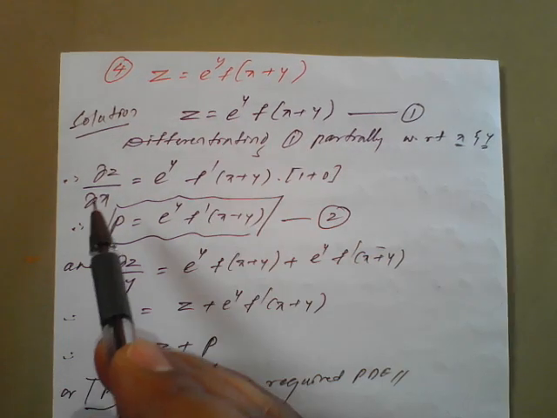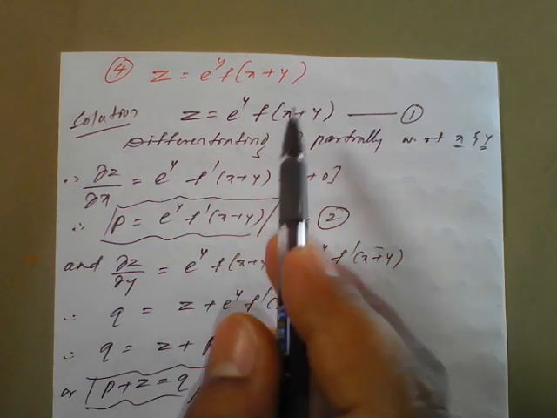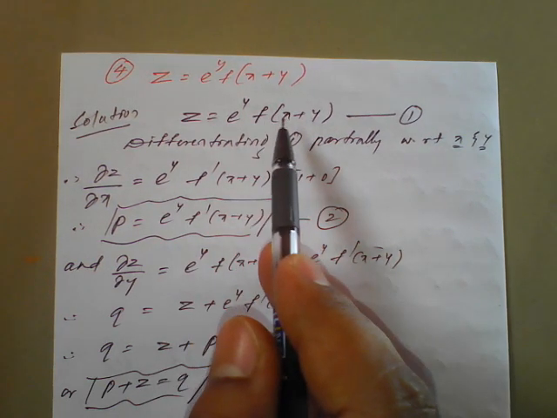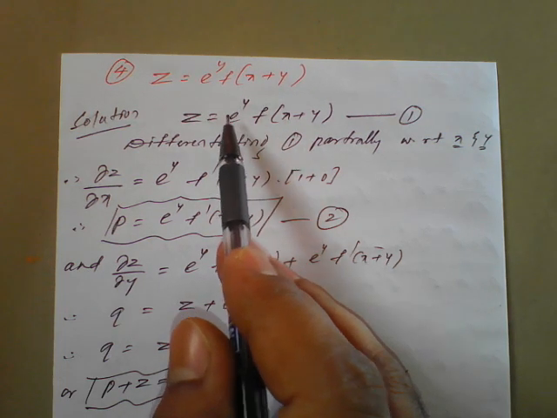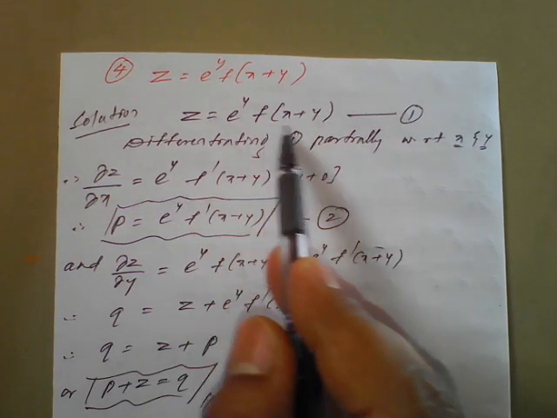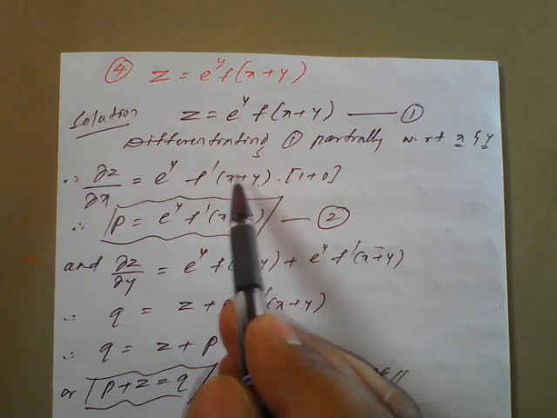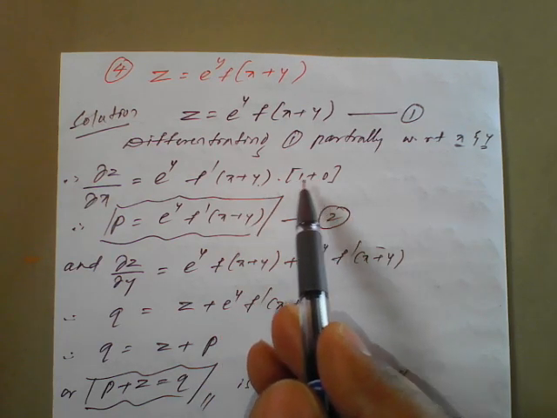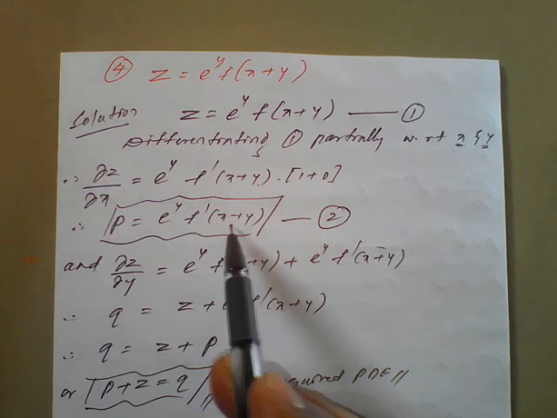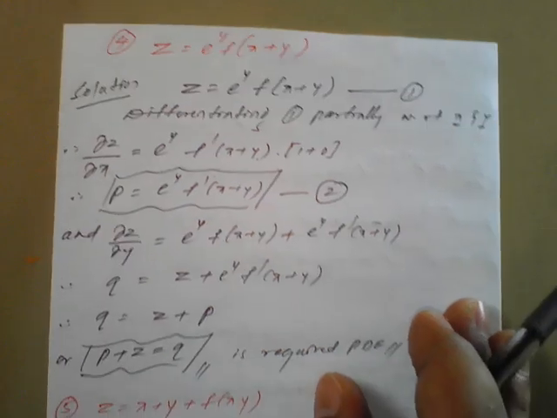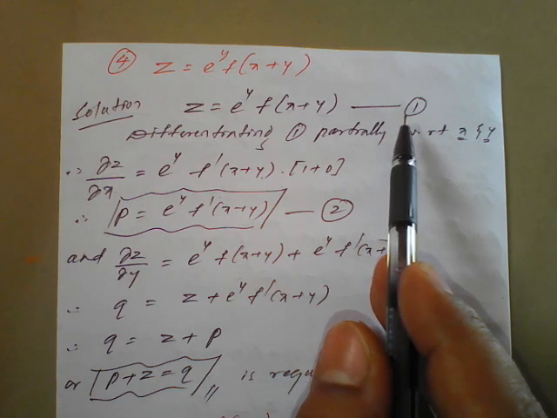Differentiate 1 partially with respect to x: e raised to y is constant, so keep it as it is. We have to differentiate only the function containing x, so e raised to y, treat it as purely constant and keep it as it is. Only we have to differentiate f of x plus y, which will become f dash of x plus y into the differentiation of the bracket x plus y, which is 1 plus 0. On rearrangement, p is e raised to y into f dash of x plus y, equation number 2. Now we have to differentiate equation number 1 again partially with respect to y.